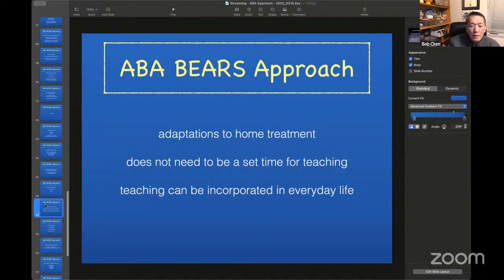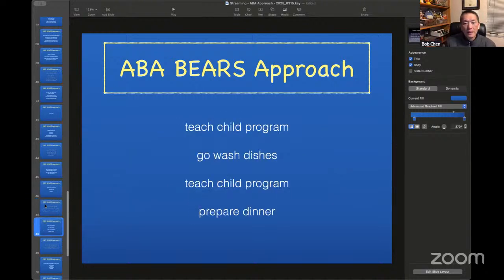The teaching that you can do can be incorporated in your everyday life. So let's say you're going to teach a child a program, and then I'll write up a little data just to remind myself how well they did. Then I'll go and wash the dishes. Then I'll set up for the next program and teach the child the program. Oh, now it's time for me to get dinner ready. It can be a part of your everyday lives. It doesn't have to be set.